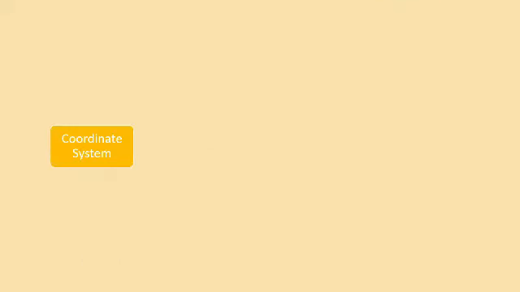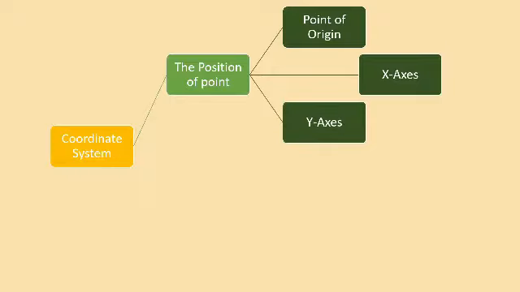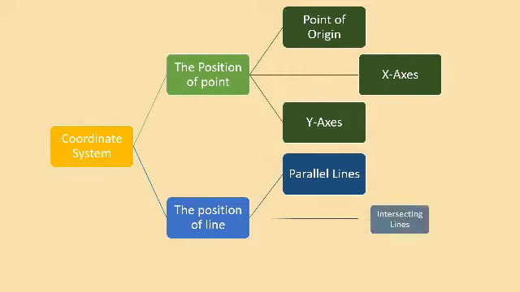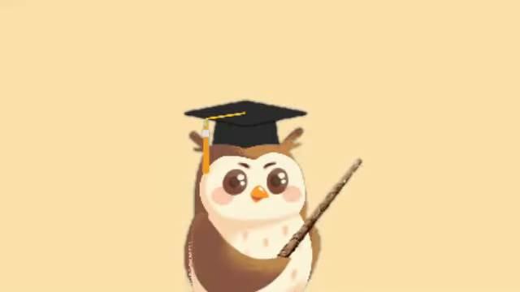In Cartesian coordinates, we will recognize several things. They are the position of the point, which includes the position of the point to the origin, the position of the point to the x-axis, and the position of the point to the y-axis. We also recognize the position of the line, that includes parallel lines, intersecting lines, and perpendicular lines. Kurnia's case is an example of the position between points.